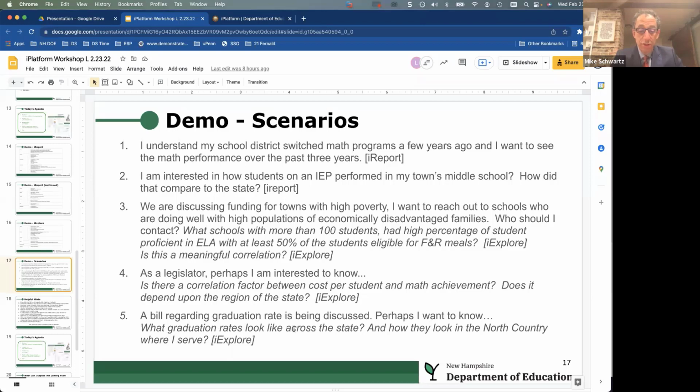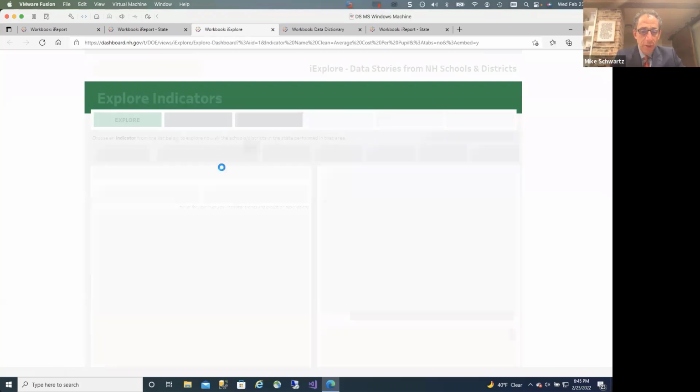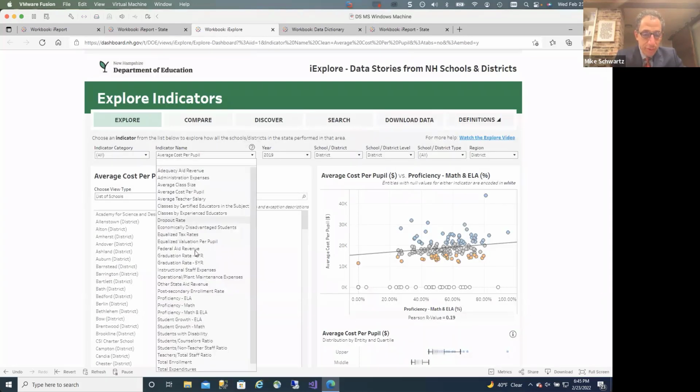Perhaps I want to know what graduation rates look like across the state. And maybe I want to look at how they look in the North Country. Maybe I represent the North Country. So again, I'm looking at something across the state. So I'm going to go to iExplore. Within iExplore, the easy way to do that is just click on Explore. I can pick the indicator that I want to look at, which was graduation rate. So here I choose graduation rate.